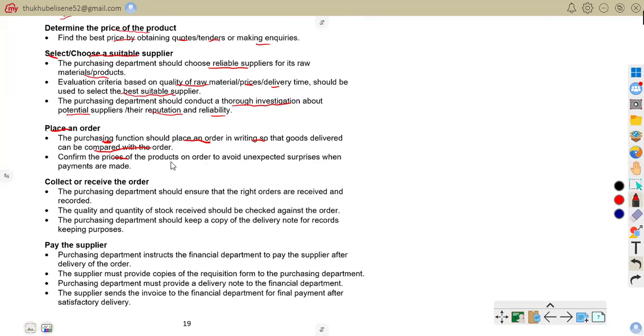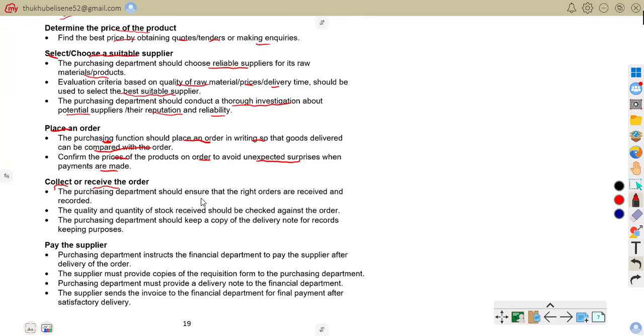Confirm the prices of the goods on order to avoid unexpected surprises when the payments are made. So you find that you've ordered goods that cost 500 and then you end up having to pay 700. So make sure that you confirm the prices. Collect or receive the order.